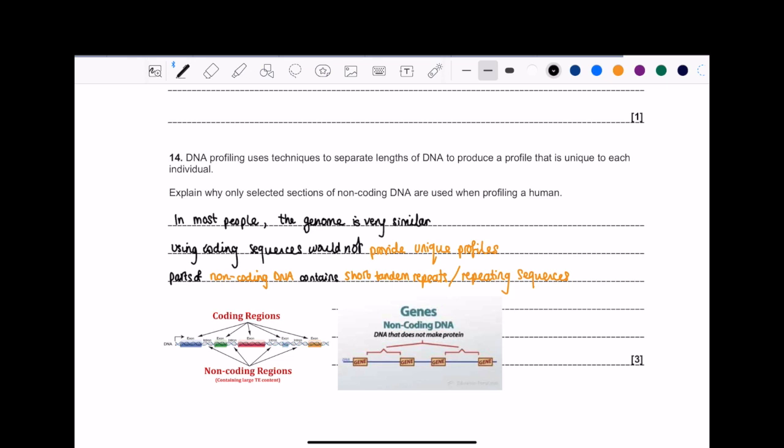Search on YouTube about non-coding DNA. Just look at these DNA sequencing people, the actual companies have videos, animations on YouTube. They're so useful to understand, but also to really be able to picture it in your head. So that's something I'd recommend you do after this video.